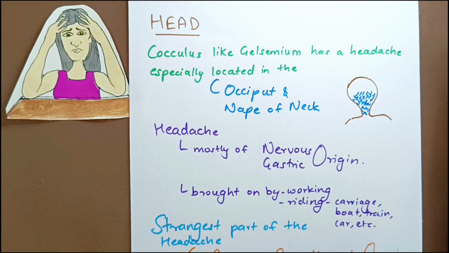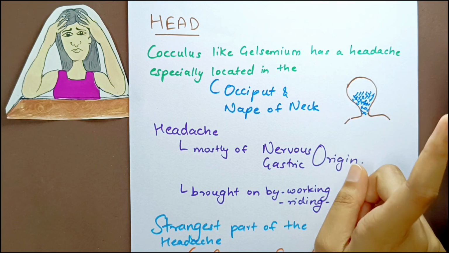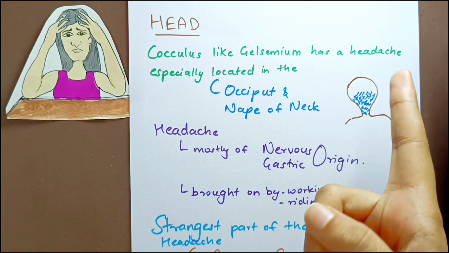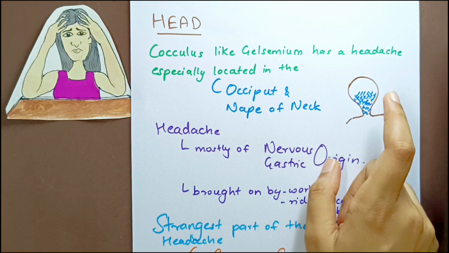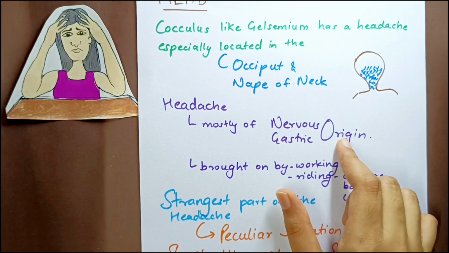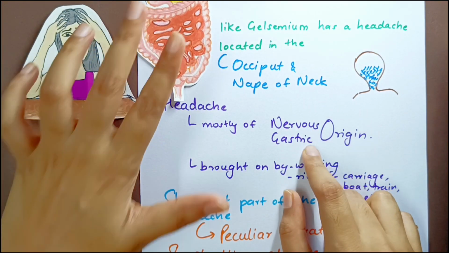Cocculus, like Gelsemium, has a headache especially located in the occiput and in the nape of neck. Even Gelsemium has this occipital headache, which is very famously known. Now even Cocculus has that kind of headache, especially located in the occiput and in the nape of neck. And it is mostly of nervous or gastric origin. So GIT coming in again. It can be nervous or gastric in origin.